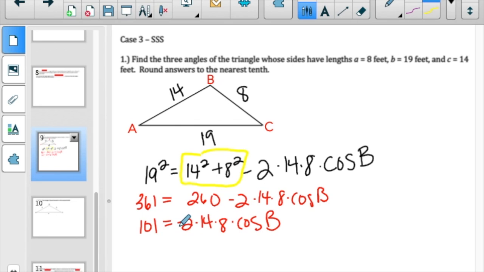I'm going to multiply these values together. 2 times 14 times 8, which is 224. So I have 101 equals negative 224 times the cosine of B. I need to divide that chunk over, but I'm going to leave it as a fraction, right? Because it's times cosine. So cosine of B right now equals 101 divided by negative 224.